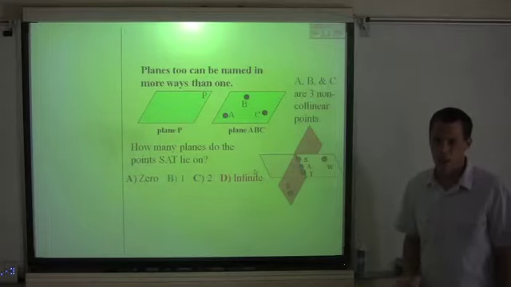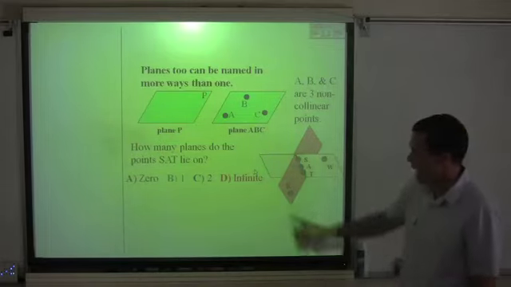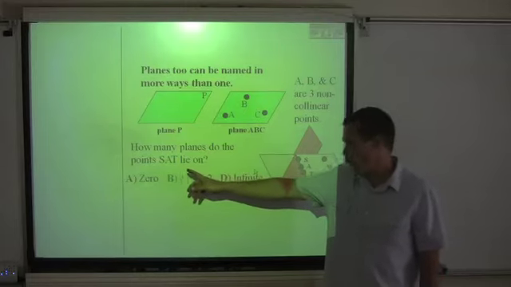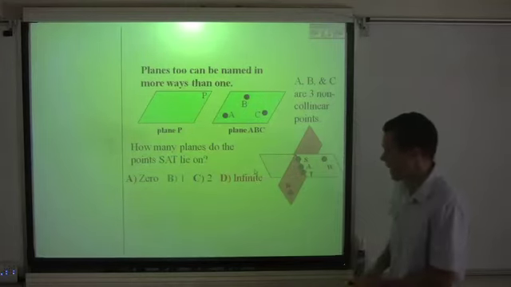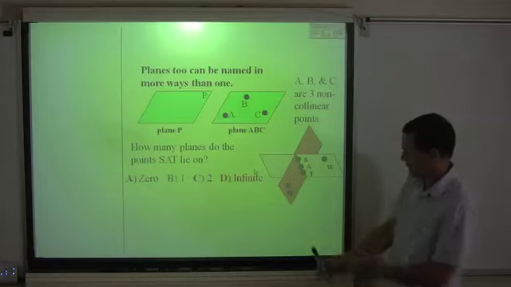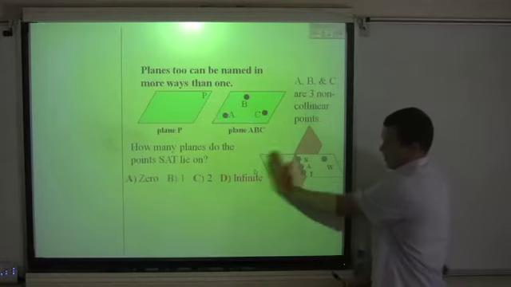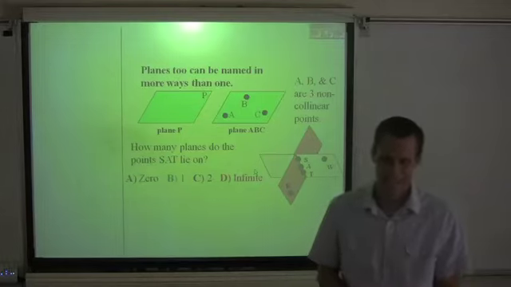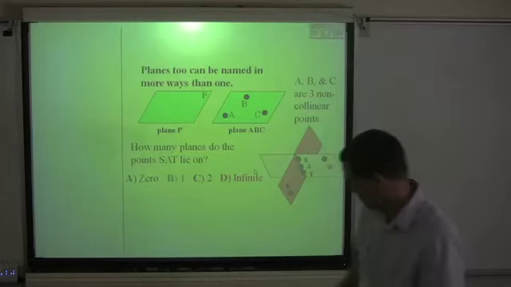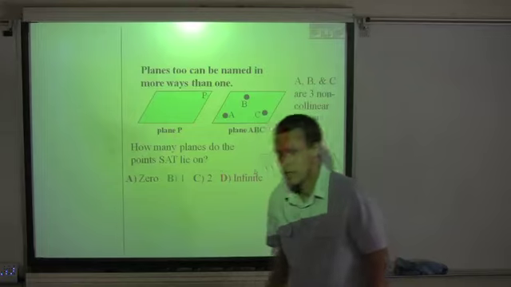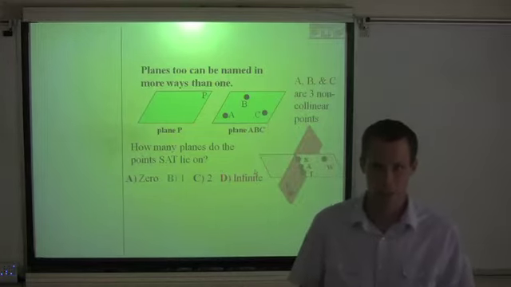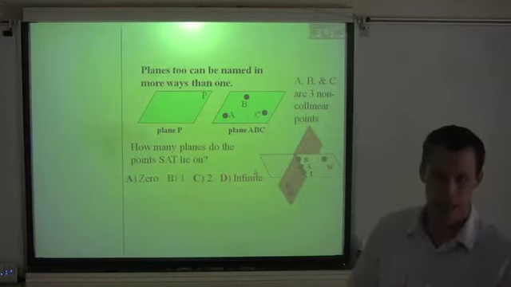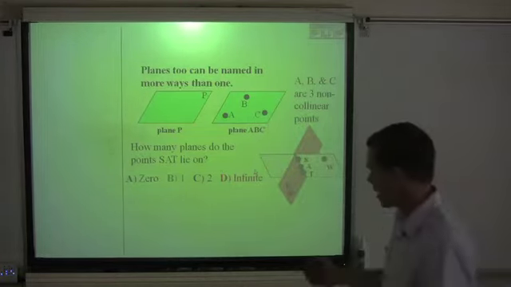Try to answer this question and we'll start to understand. How many planes do the points S, A, and T lie on? So as we look at this picture, seeing one plane here and another plane going through here, how many planes do the points S, A, and T lie on? Generally, the first answer I get is the people that say 2. They see the red plane, the gray plane. The correct answer, however, is D, infinite planes.